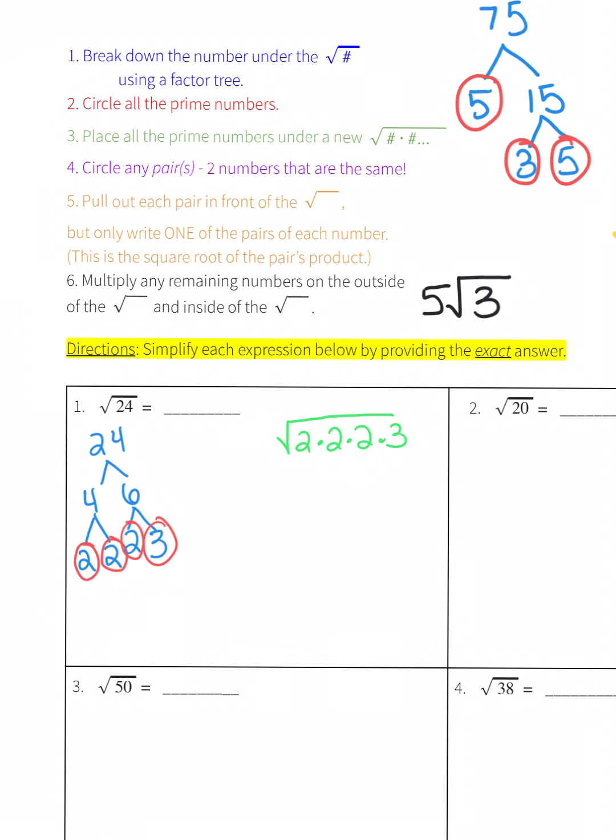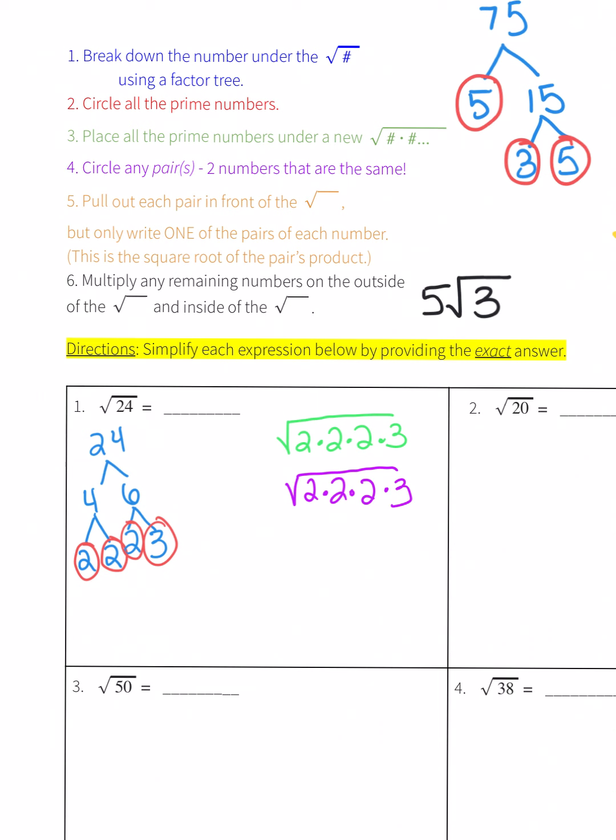Next, I'm going to circle any pairs of numbers that are the same, and just for helping myself stay organized, I'm going to write this again. So now I'm at step 4. Step 4, I have 2, keep my times 3, okay? But now step 4, I have to circle any pairs, which are 2 numbers that are the same.